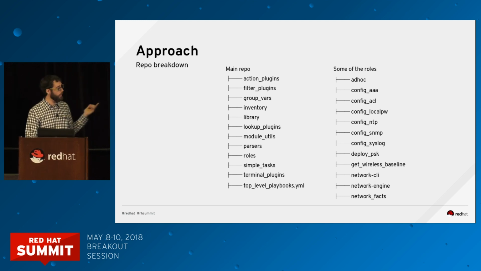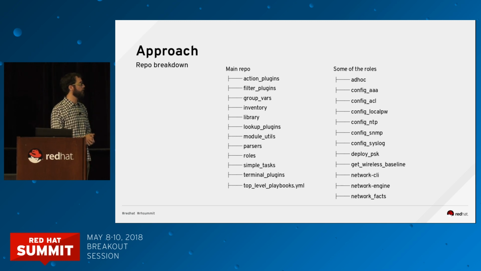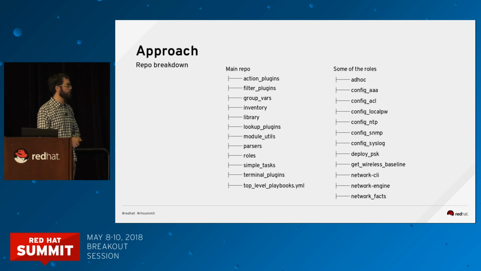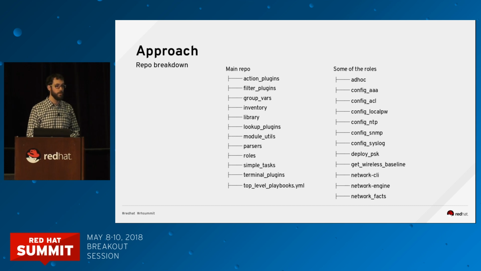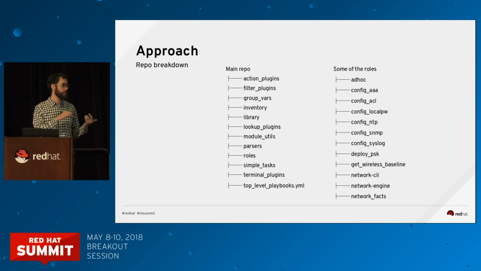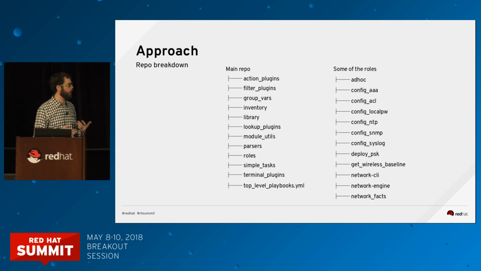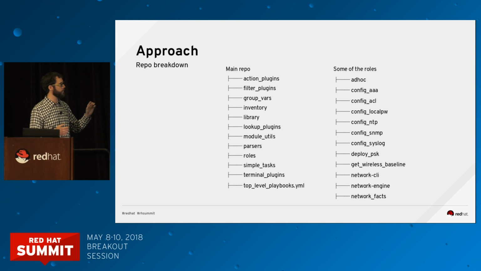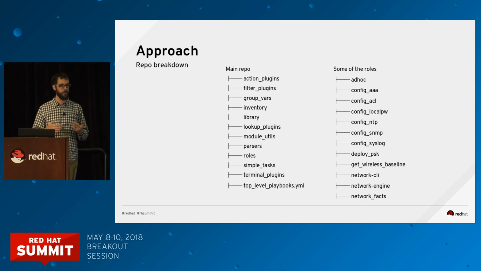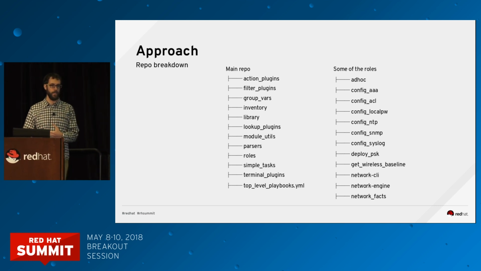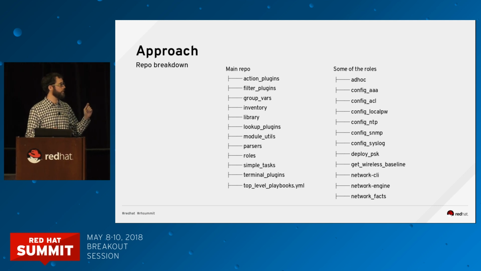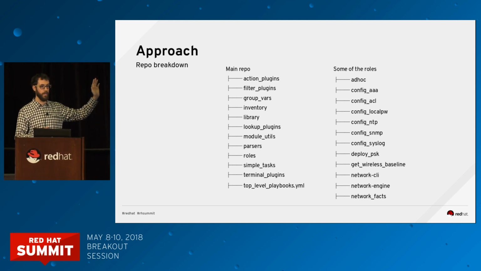The network CLI and network engine roles here at the bottom are provided by the Ansible network engineers. We use these two to help parse out facts from the network devices into a vendor-agnostic data model based off of OpenConfig. But the last one there, network facts, was our custom role. Well, all of these were custom, but this was a custom role for gathering facts for their original data model set that we used as a dependency for pretty much all of the rest of these.